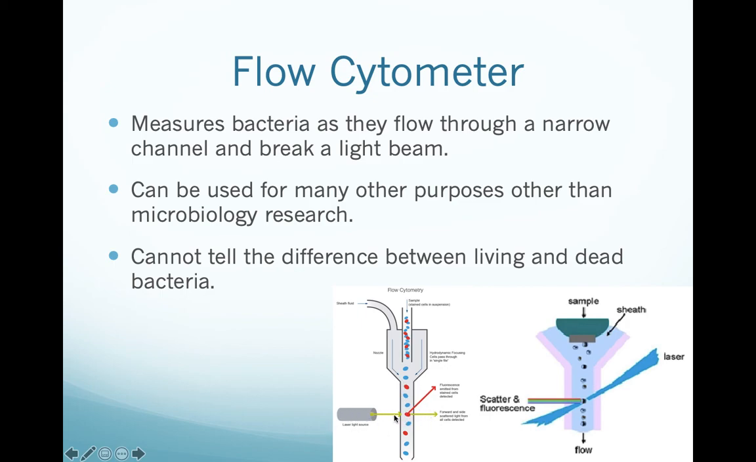Every time something breaks the laser beam, it will count. 1 bacteria, 2 bacteria, 3 bacteria, 4 bacteria, 5 bacteria. Every single time the laser beam is broken, it will count whatever passes through it. There are tons of different research purposes for this. Blood cells, you can count different types of cells, things like that. Very, very useful, with tons of different purposes other than microbiology, but that's one of the ways you can count how many bacteria are in a sample. Once again, you start with a small sample and do the math to figure out how much was in your original sample.